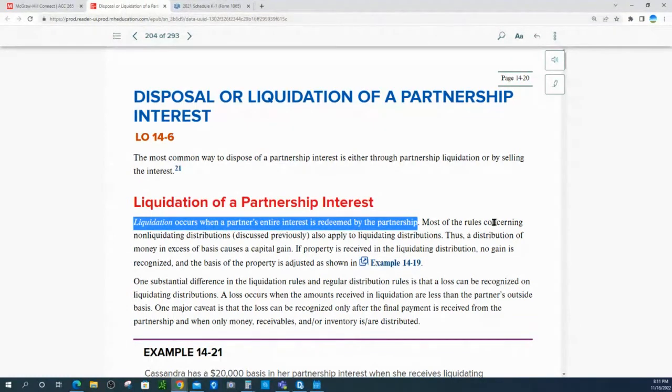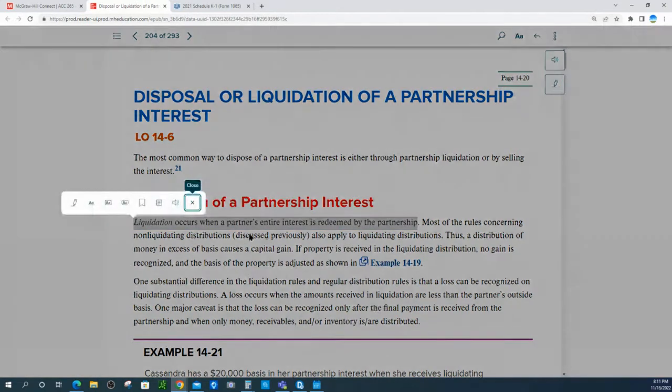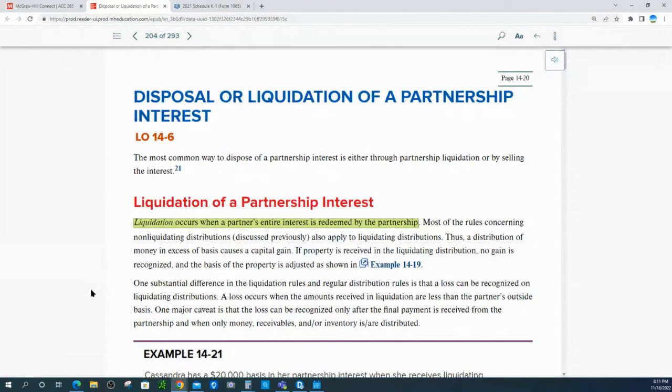Okay, so you could liquidate it by selling it back to the partnership, or you could sell it to somebody else. Highlight that. Most of the rules of non-liquidating distributions also apply to liquidating distributions.